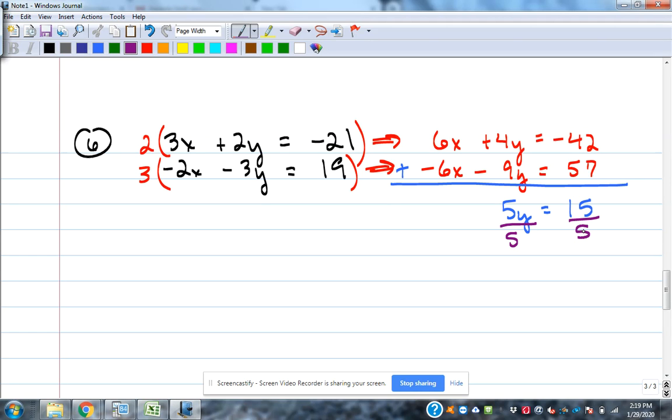Divide by 5. Y is positive 3. Once I get here, anytime I've had to multiply both equations by something, I usually go back to one of the originals to plug into because the numbers are going to be smaller. They have to be out of that.